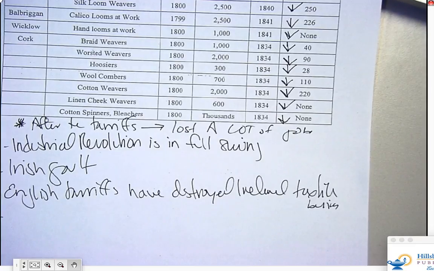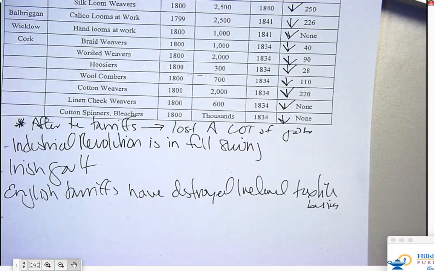Okay, what now? When we talk about point of view, obviously this isn't a person, it's a data set, correct? What is the significance of this document? What is it really showing us? Yes, it shows us Ireland after the tariffs, but what is it really showing us? What is it showing us, Sophia?